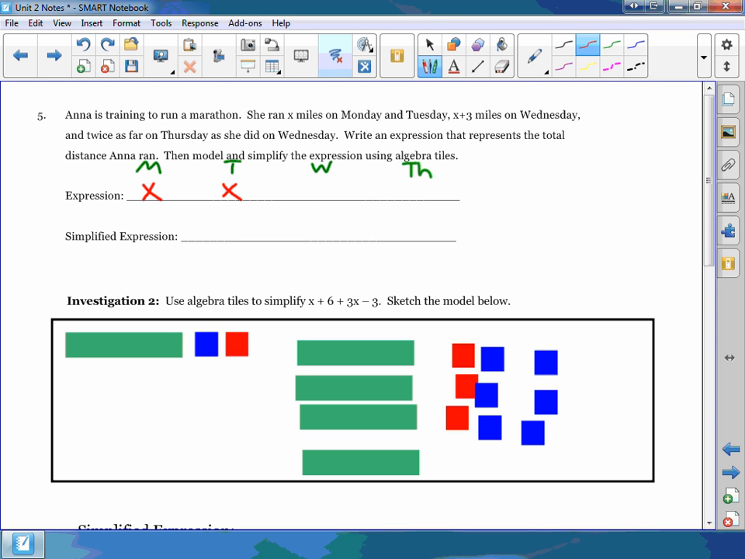On Wednesday, she goes X plus 3. And on Thursday, she goes twice as far as she did on Wednesday. Well, the way I'm going to write that is like what we did with the distributive property. I'm going to write 2 groups of X plus 3.